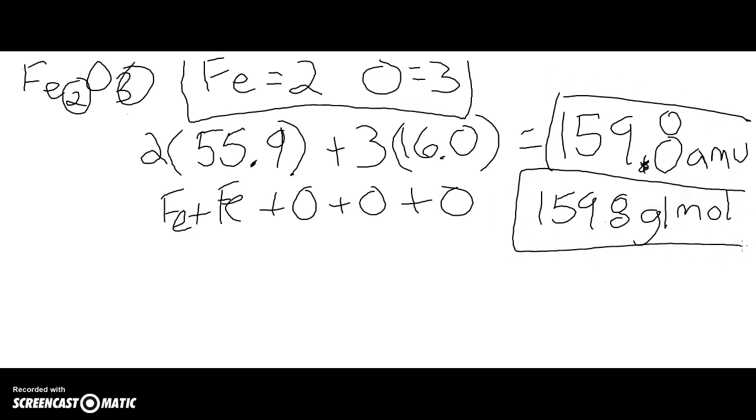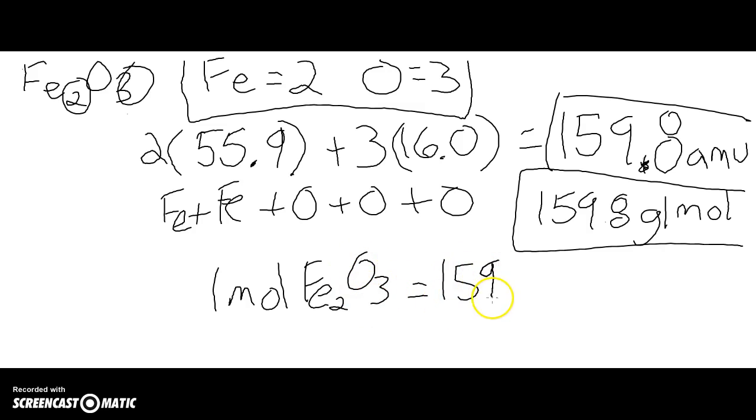And if we wanted to turn that molar mass into a conversion factor to use in a dimensional analysis problem, it means 1 mole of Fe2O3 is equal to 159.8 grams of Fe2O3. That's what a molar mass is. It's how many grams are in 1 mole of that substance.